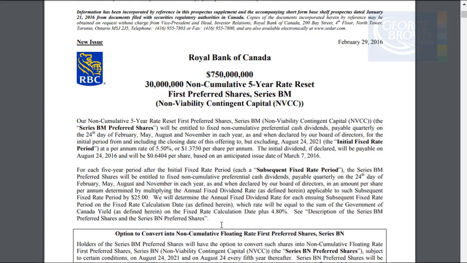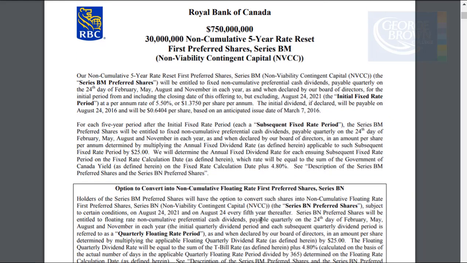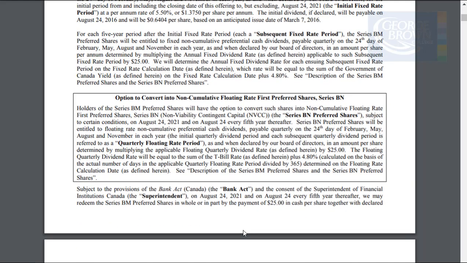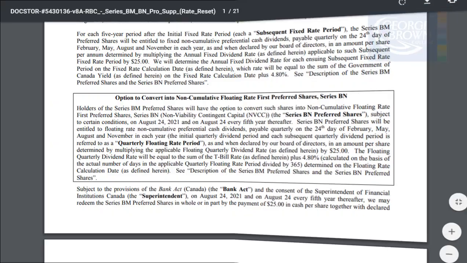So you can see with regards to this Royal Bank of Canada preferred share that has a rate reset, it's based on the Government of Canada yield on the calculation date plus 4.8%. Okay, so that is going to be a floating rate preferred share. So that's a feature, again, a little bit of a feature with regards to preferred shares.